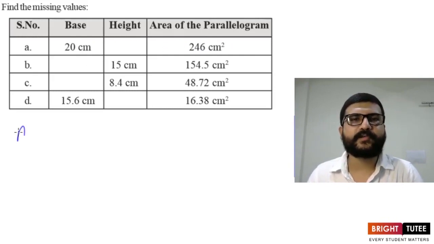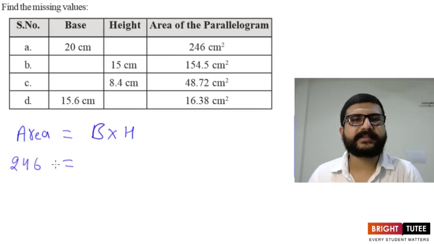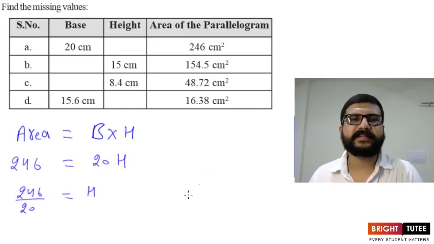So do you remember how to find area of a parallelogram? We know area of a parallelogram is equal to base into height. So here base is already given and what else is given? Area is given. It is 246. So we can write it as 246 is equal to 20 into h, or we can write it as 20h. Now we have to find the value of h from here. So let's transpose this 20 on the left side of the equation. So this will become 246 divided by 20 is equal to height. Now let's simplify this.